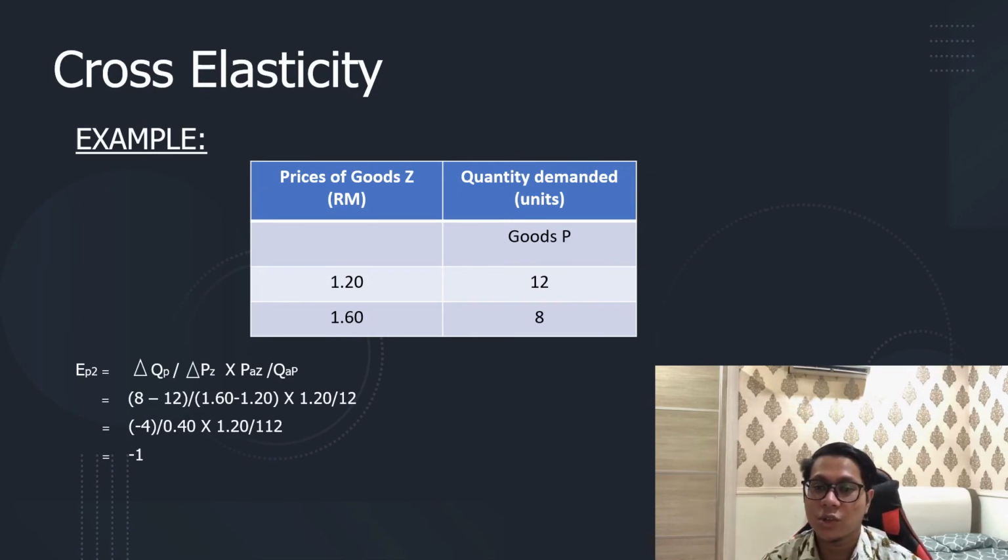So let's go to the example. As we can see, there are two diagrams, which are price of good Z and quantity demanded, with price 1.2 ringgit and 1.6 ringgit, and quantity demanded 12 and 8. So the amounts we can put in our formula, which is change in quantity demanded divided by change in price and multiplied by price divided by quantity demanded. After we calculate, we get our final answer, which is -1.